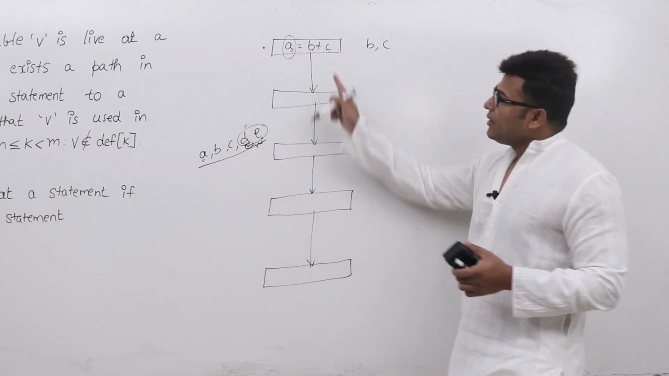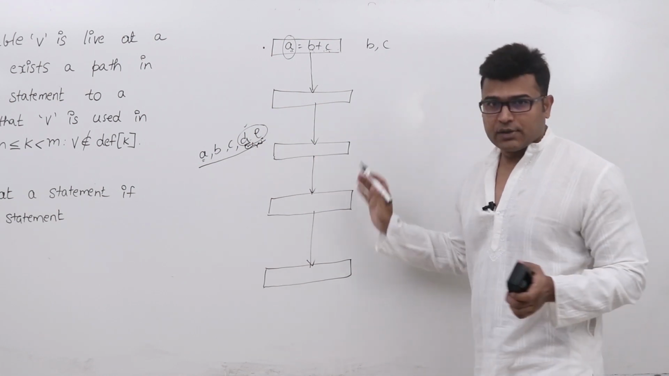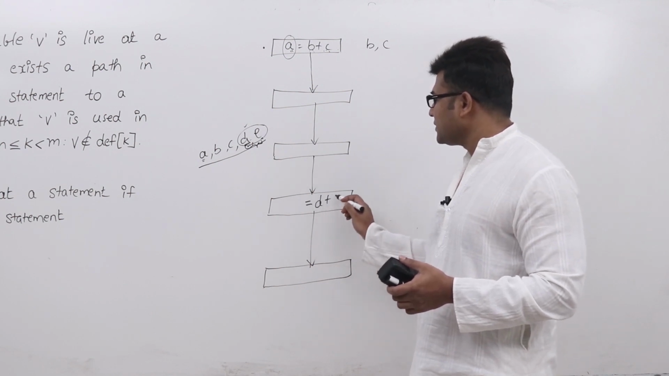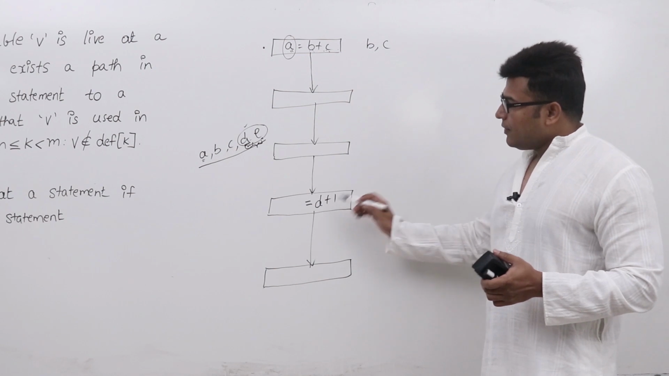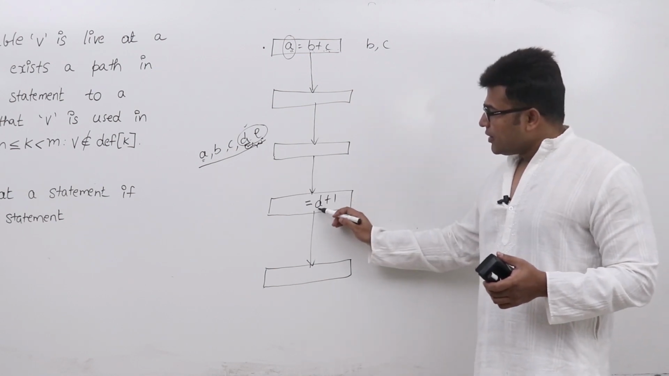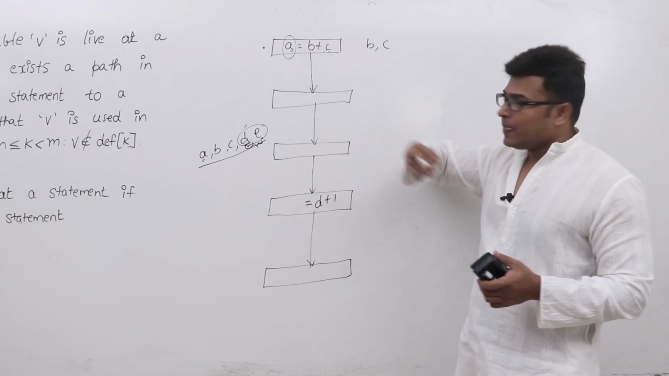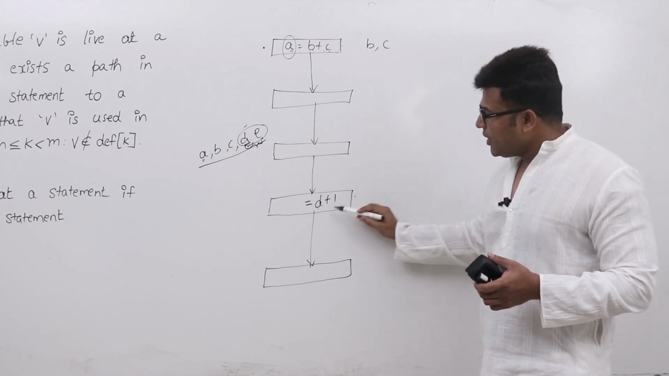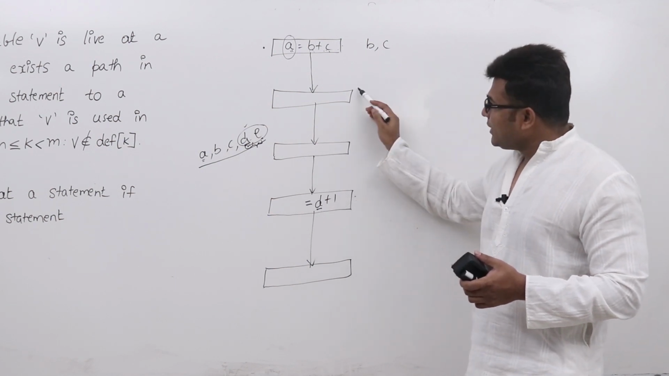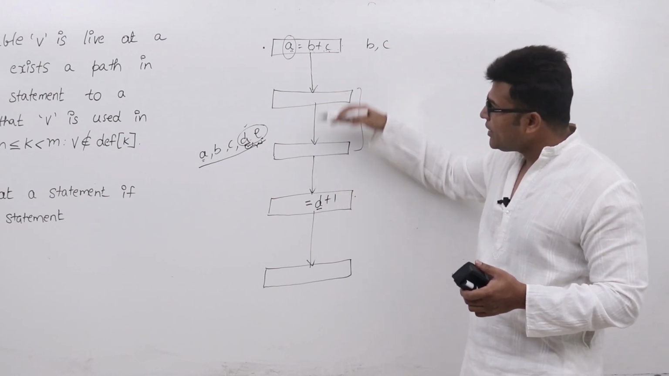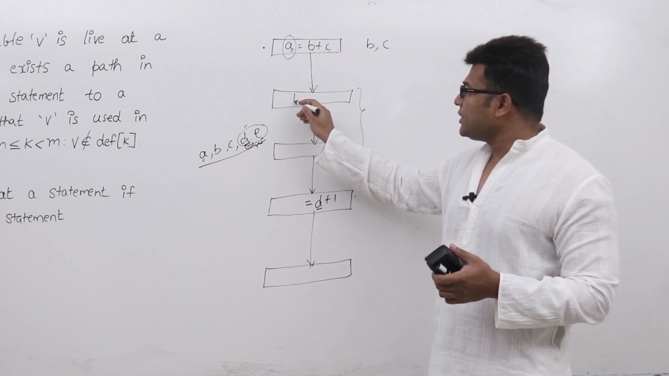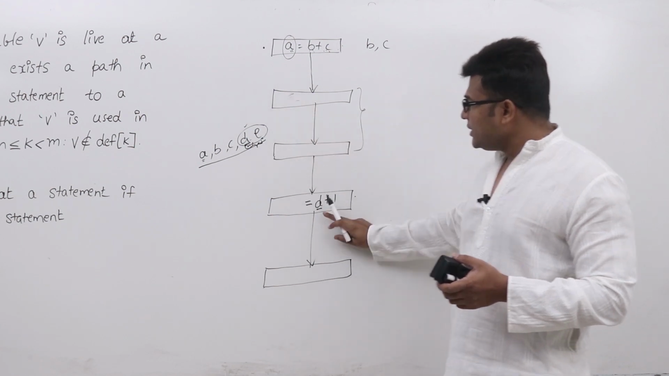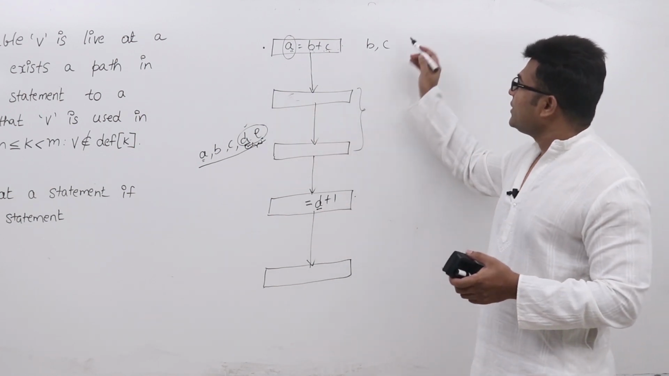What I mean to say is, at this point D and E are not used. Assume that at some other point a line is like this, D plus 1. Now that says that even though D is not used here, there is a path from this statement to this statement where it is used, and let us say D is not defined here or here, which means we don't have any statements like D equal to. In that case, since D is being used, we can say that D is also live.